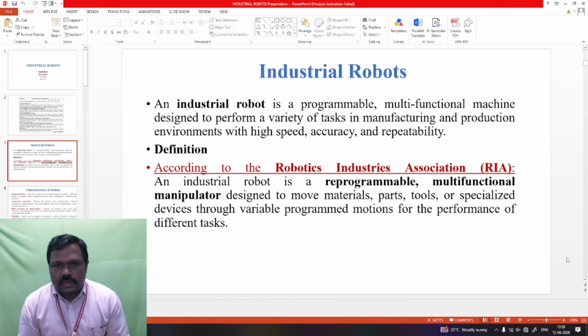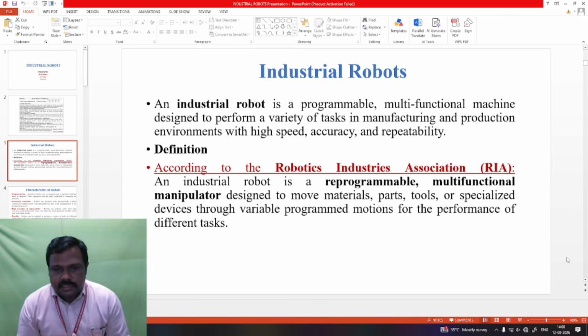An industrial robot is a programmable multifunctional machine designed to perform a variety of tasks in manufacturing and production environments with very high speed, accuracy and repeatability. That is, the robot is programmable. We can program n types of work. It is a multifunctional machine. The robot functions in different types of work in modern manufacturing industries.